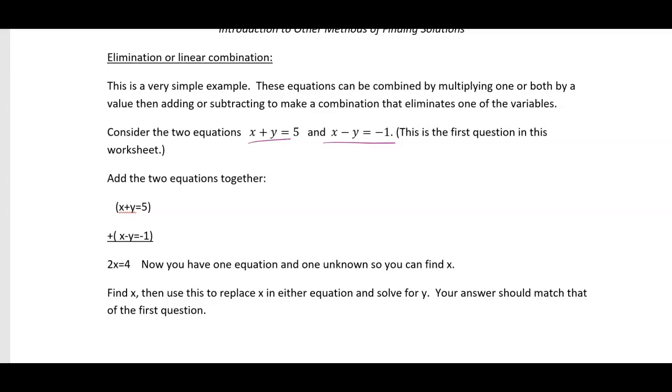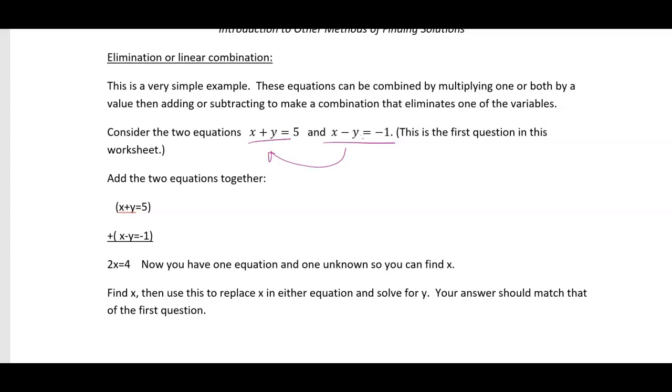So basically, you can add the two equations together. So x plus y equals 5. X minus y equals -1. To this side of this equation, I'm adding an x minus y. To the other side, I can add the -1 because I'm told to do the same thing. It's okay to do that. So I add both equations.